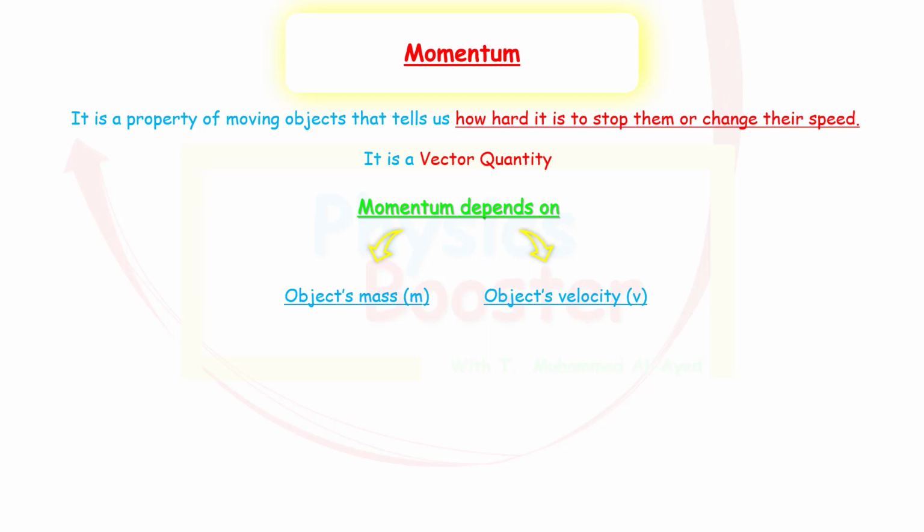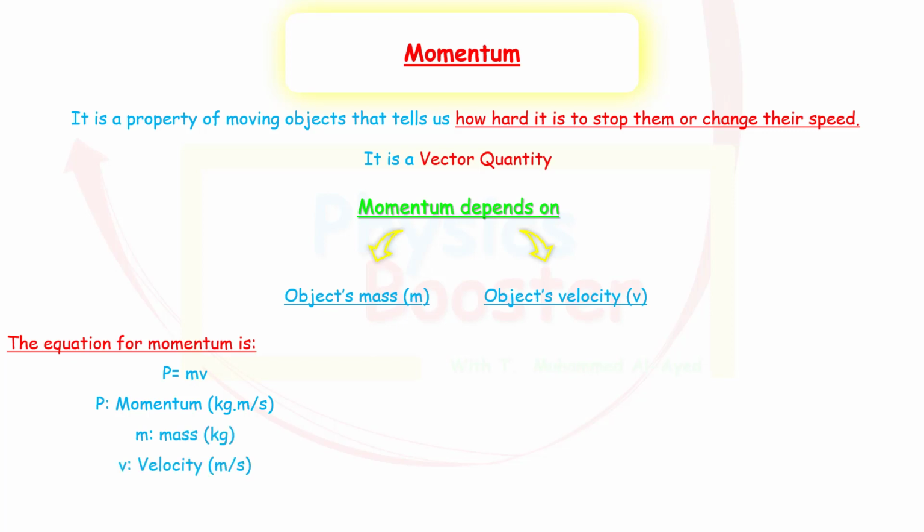How did we know that? Well, let's look at the relationship that connects mass and velocity with each other. We can say that the equation of momentum is simply mass multiplied by velocity. It's very easy, very straightforward, and very simple. Now we already know that mass is a scalar quantity, while the velocity is a vector quantity. Therefore momentum will be a vector quantity.